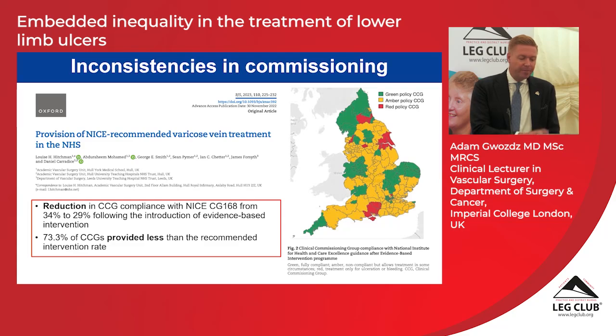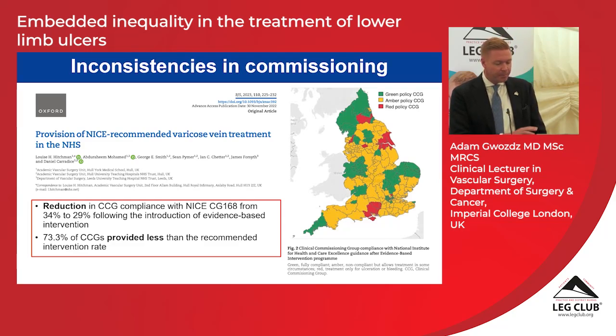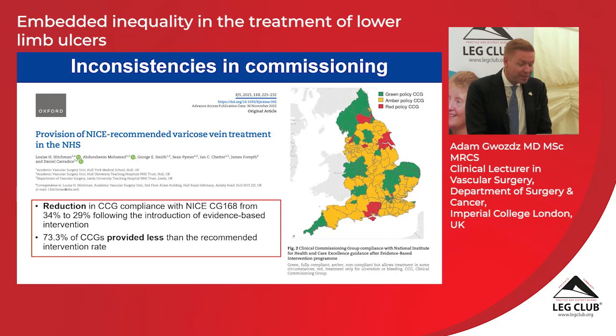Now, this was an updated paper from 2023, also done by Dan's group, which is looking at new evidence-based intervention groups, which again were meant to improve the likelihood of getting NICE guidance adopted by CCGs. And green is showing that they're compliant, and amber and red are what you'd expect. And again, since these evidence-based intervention groups have been introduced, compliance with NICE guidance has reduced from 34% to 29% in that same time. And so roughly 75% of CCGs are providing less than the recommended intervention rate that's offered by NICE.